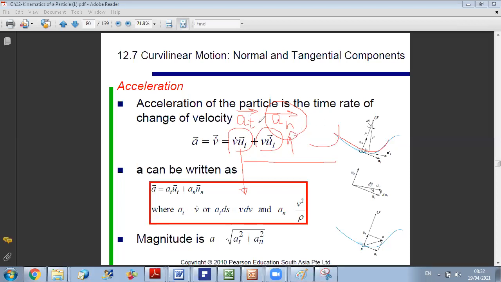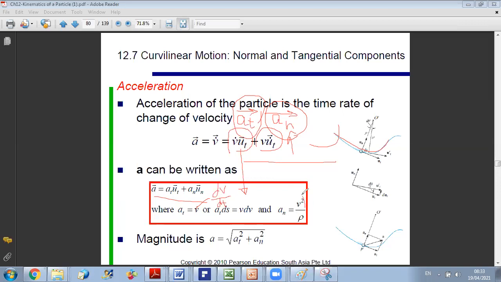So by definition, AT is due to change in speed, and AT is defined as dv by dt. As you can see in this relation, AT represents the derivative of velocity with respect to time. So if you have change in speed, you should have tangential acceleration, while if you have change in direction, then you should have normal acceleration.